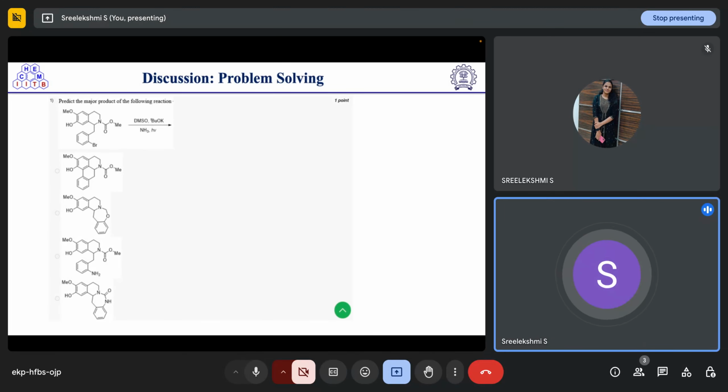So this is the first question. Predict the major product of the following reaction. So this particular compound is treated with DMSO, potassium tertiary butoxide, ammonia, photochemically. Which will be the major product out of the four options given here? I will give you some time to think about this.